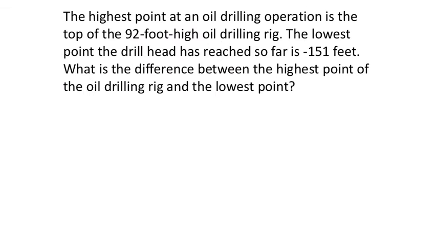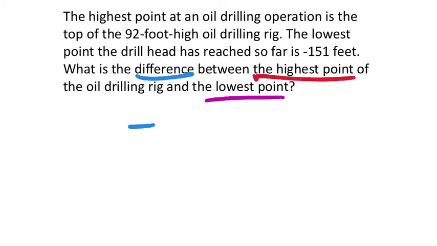That's the main thing. The highest point at an oil drilling operation is the top of the 92-foot high oil drilling rig. The lowest point the drill head has reached so far is negative 151 feet. What is the difference between the highest point of the oil drilling rig and the lowest point? Okay, so it is asking about a difference here, right? Difference would indicate that we are using subtraction. That'll be important. But it's the difference between the highest point and the lowest point.